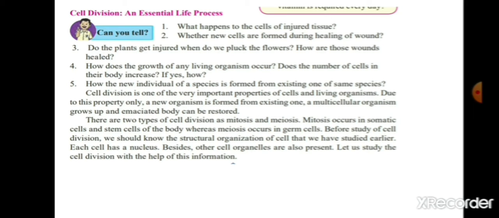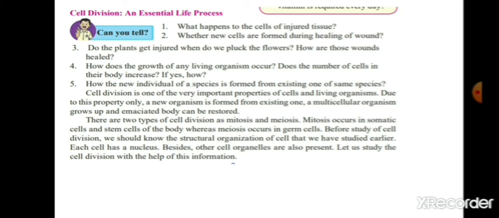Now, let us see some of the important properties of a living cell, which is cell division. What is the significance of cell division? There are three significances of cell division. First, a new organism is created from a pre-existing one. Second, growth of a multicellular organism. Third, restoration of the injured and emaciated body.